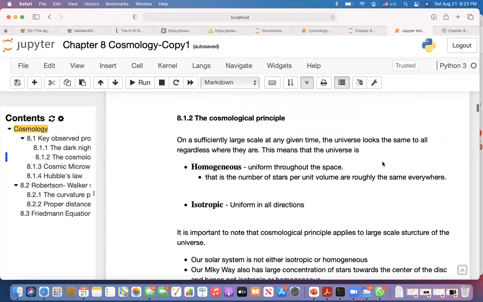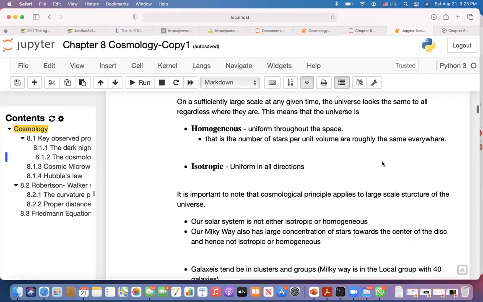For example, we are going to define a metric called the Robertson-Walker metric later in this chapter, which will explain the universe, and that metric is defined based on this principle called the cosmological principle, which means assuming that the universe is homogeneous and isotropic, right?